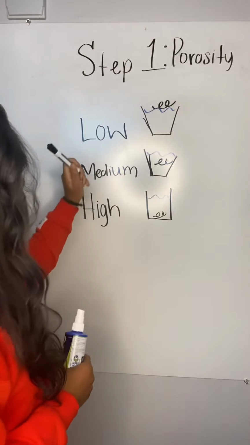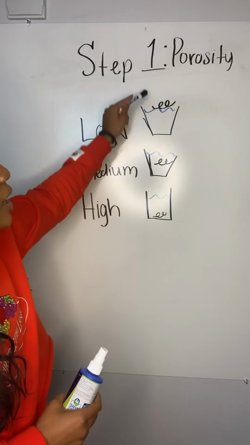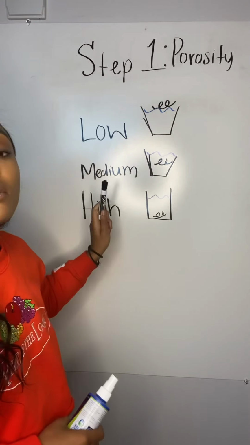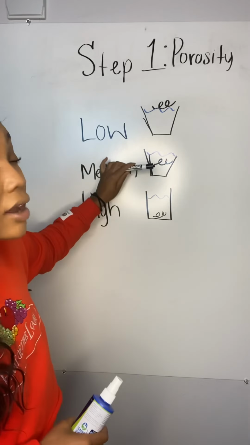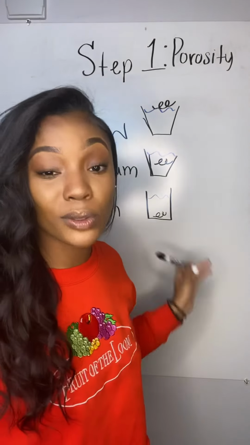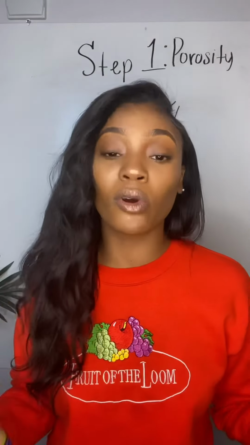See here, you have a low porosity. A low porosity, the water is not being absorbed within the cup, so the water stays on the hair. Then you have a medium porosity where the hair kind of floats in the middle. And then you have high porosity where the hair is absolutely at the bottom, meaning it's fully absorbed with water.